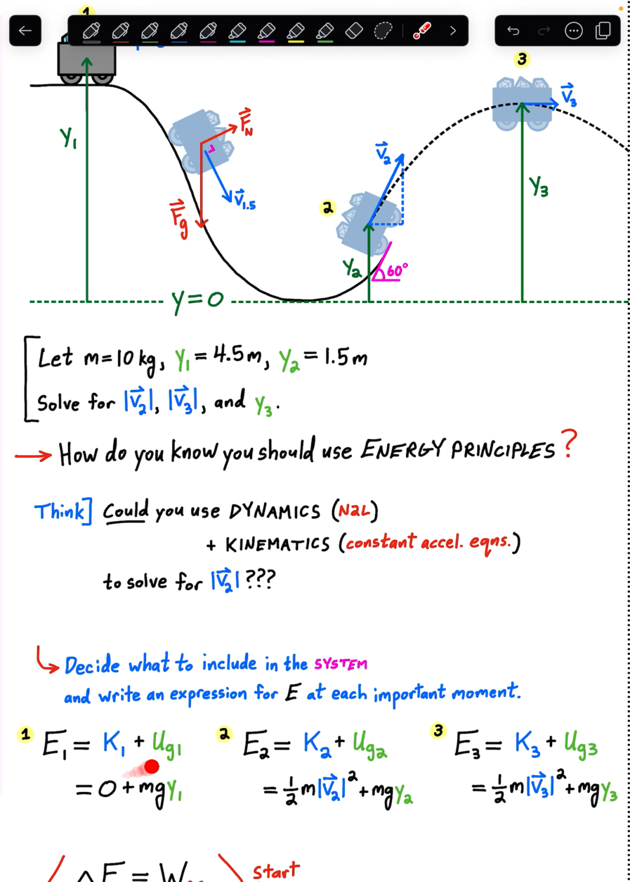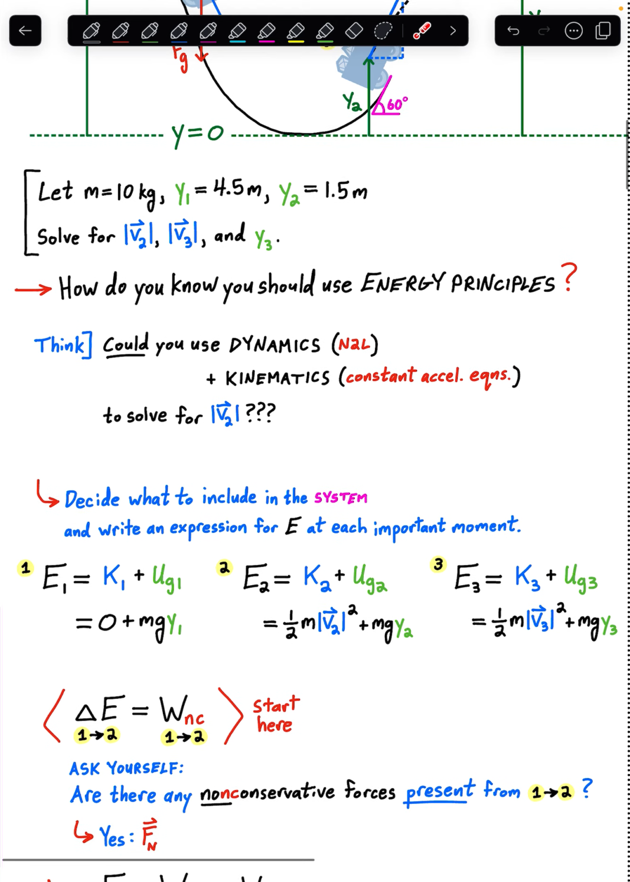All right, so we can write an expression for the energy of our system at each of those moments. And now we want to decide how these mechanical energies at these 3 different moments are related to each other. Are they equal to each other? Are they not equal to each other? Here's how we figure that out.